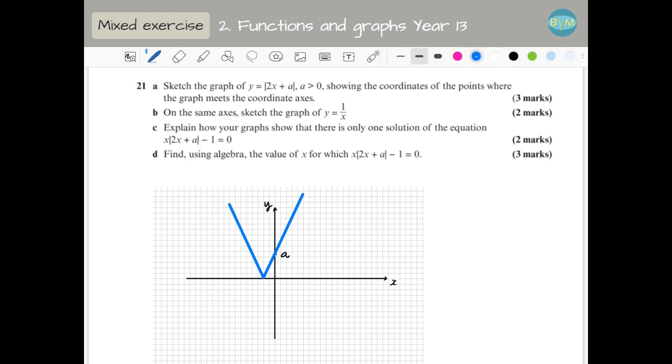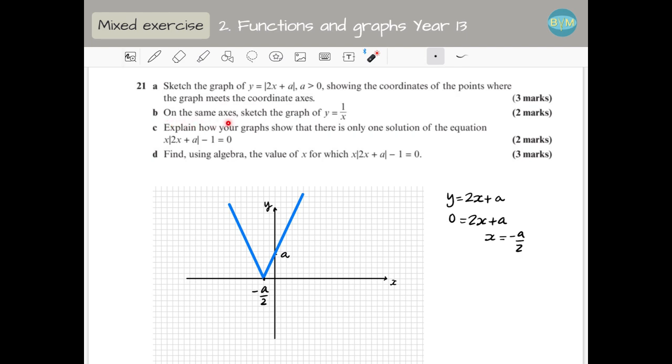The x-intercept, the point where the graph cuts the x-axis, is when y is 0 in this function. So if I make y 0, I have 2x plus a equals 0, which means x is minus a half. So this point here is minus a halves. And that's the graph of the absolute value of 2x plus a.